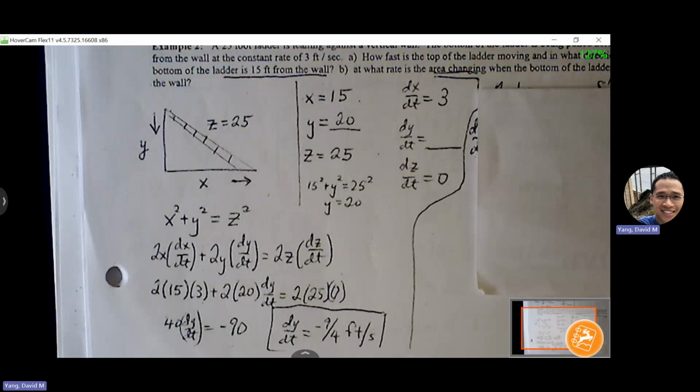Okay. I have a question. With these problems, I struggle with trying to find the variables. So how do you know which variables you're looking for, looking at the problem?